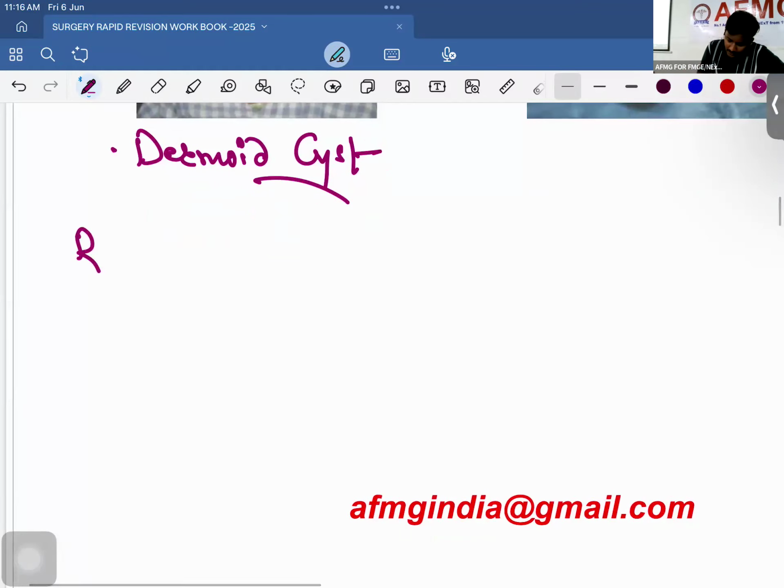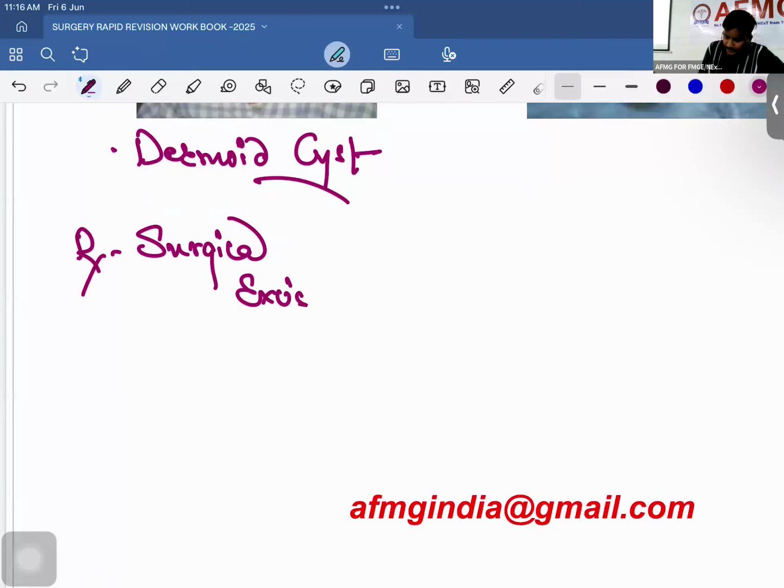Okay. Treatment in cases of dermoid cyst will be. So we know dermoid cyst commonly happens on the lateral canthus of the eye, beta, the same side, and the treatment has to be a surgical excision. That is, complete removal has to be done. Do not mark any kind of aspiration and marsupialization. No, the treatment is complete surgical excision.